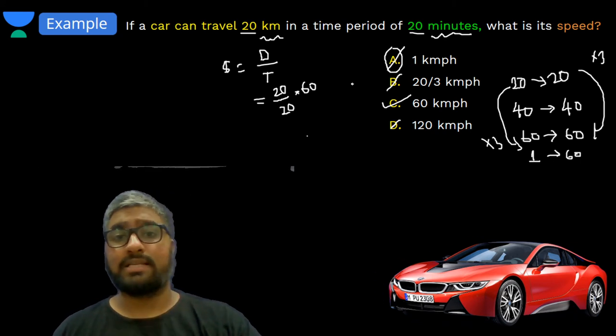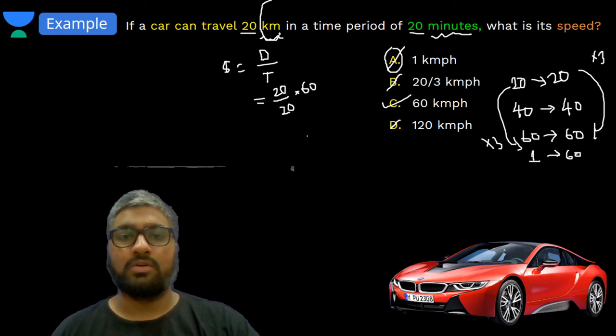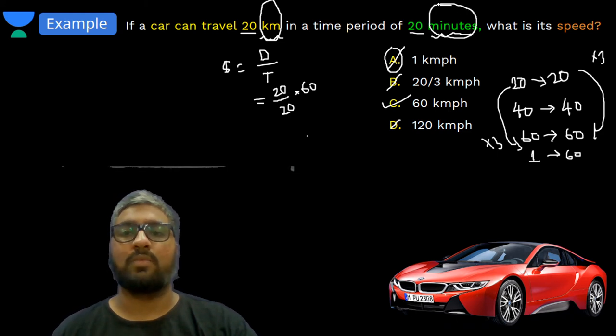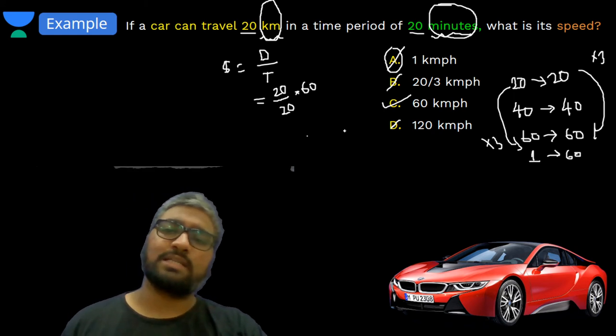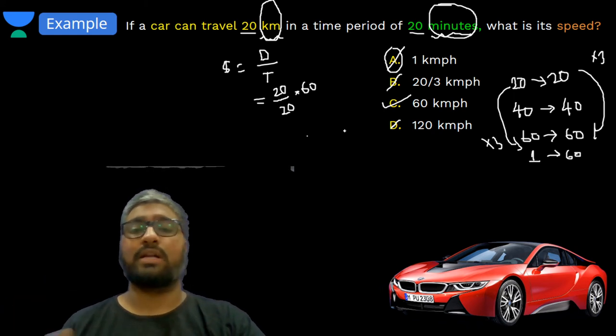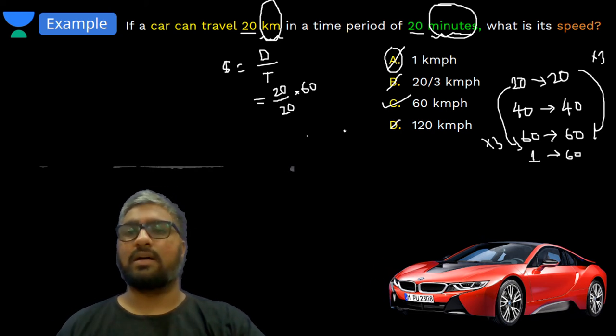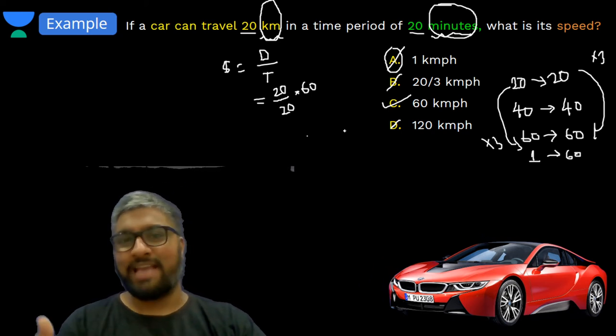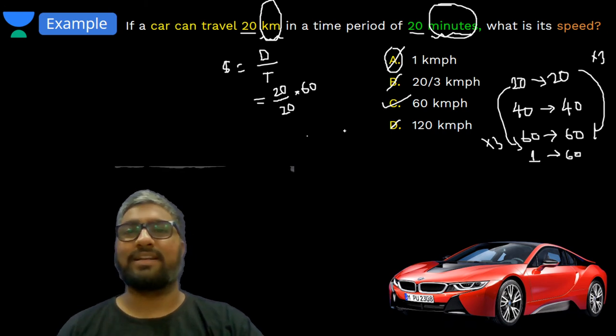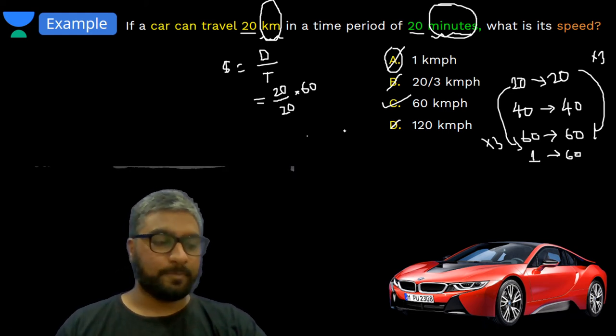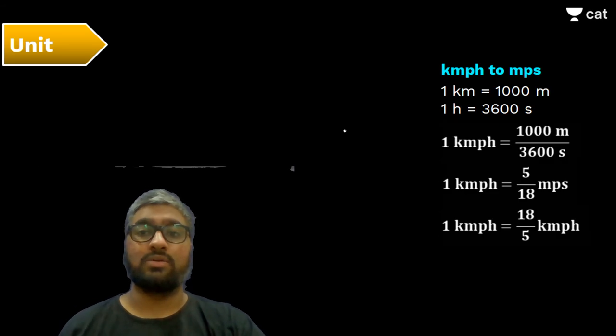That brings us to the part where we talk about units, right? Now, it's very important for us to know about units and their conversion, because a lot of questions can be based purely on this, like a question like this. Otherwise, this doesn't deserve to be in any aptitude test. If it were 20 kilometers and 20 hours, then this shouldn't be a part of any quantitative aptitude test. Okay. So let's go ahead and look at the unit conversion.